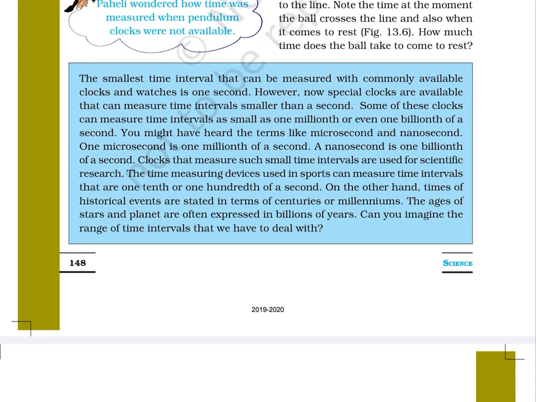The time measuring devices used in sports can measure time intervals that are 1/10th or 1/100th of a second. On the other hand, times of historical events are stated in terms of centuries or millenniums. The ages of stars and planets are often expressed in billions of years. Can you imagine the range of time intervals that we have to deal with?